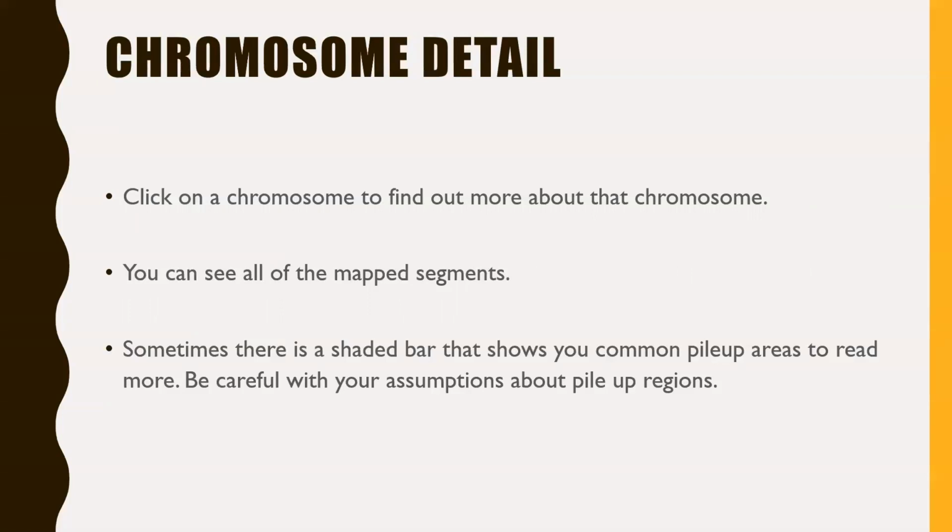To look at the chromosomes, you can click on the chromosome to find out more about that chromosome. So who do you have mapped there? You can see all the segments. There's a lot of great information that comes up. And sometimes there's a shaded bar that shows you the common pileup areas. So make sure that you're careful in your assumption with the pileup regions.